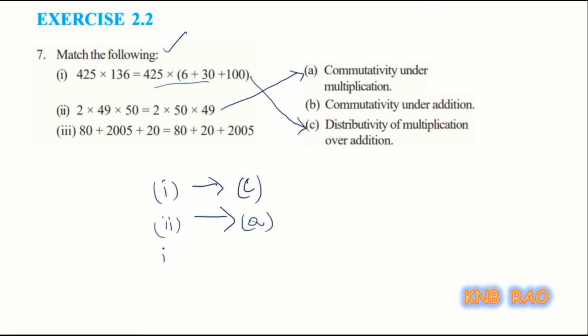Next, ultimately third which is left over, you can observe 80 plus 2005 plus 20 equals to 80 plus 20 plus 2005. Here you are interchanging this 2005 plus 20 as 20 plus 2005. It is commutative under addition. So third matches with B. This is the answer. Now with this we have completed exercise 2.2. Now we will go for a new topic called patterns of whole numbers.